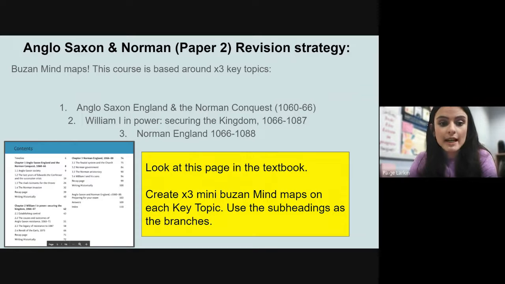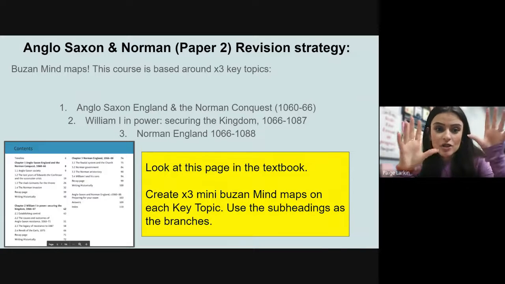So what I would suggest is that your son or daughter completes 3 big Booz and mind maps on each one of these 3 key topics, and they look at the heading in the textbook and use the subheadings to create the branches for the Booz and mind map. And then from memory, they challenge themselves to think, well, what can I remember about Anglo-Saxon society? What can I remember about the last years of Edward the Confessor, etc.?